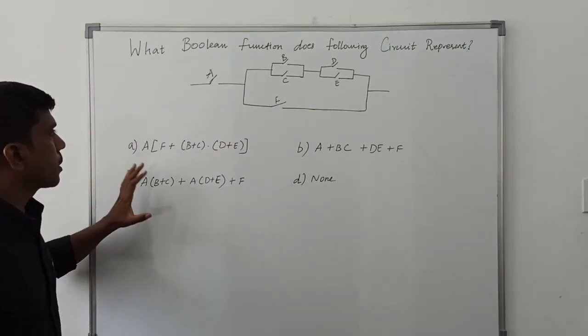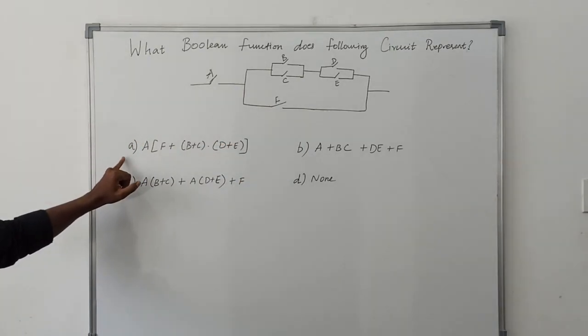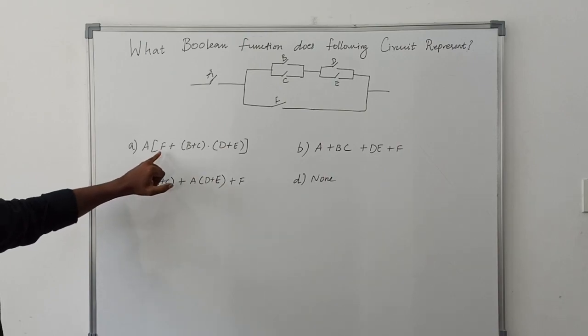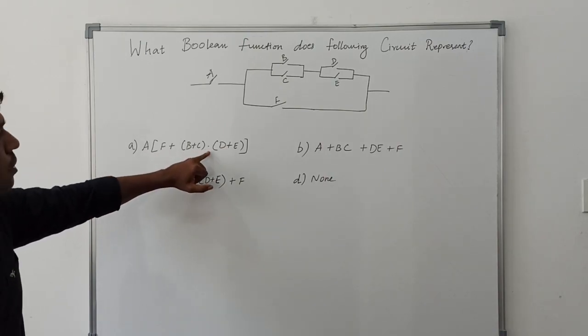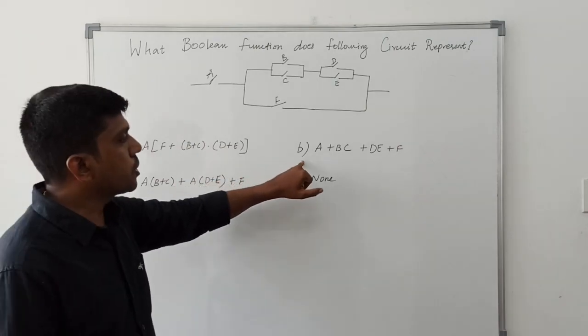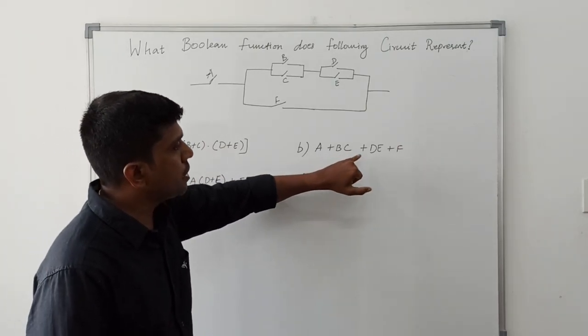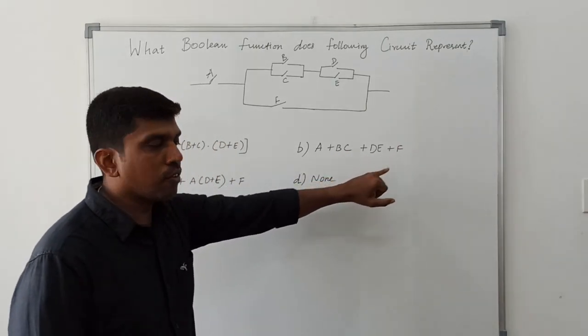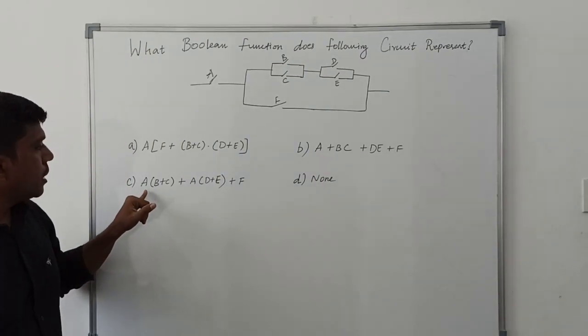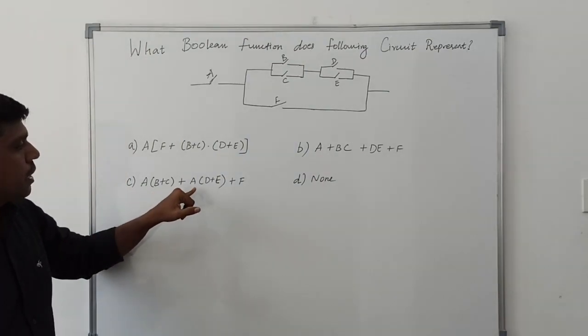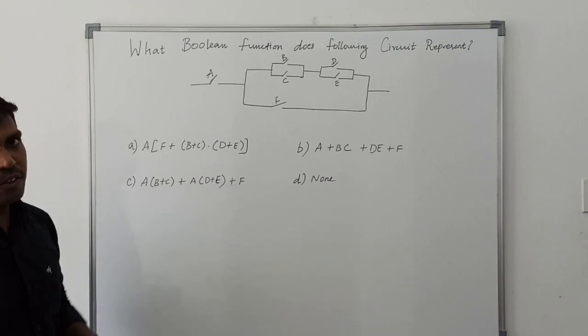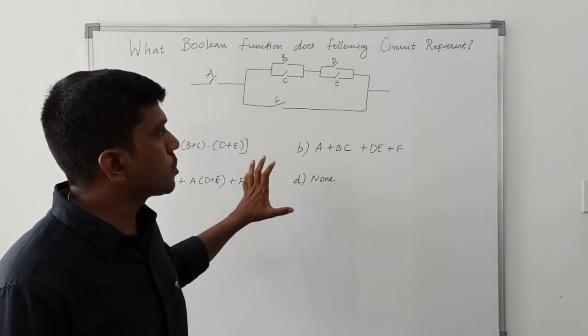Here the options are given. Option A: A dot (F plus B plus C) dot (D plus E). Option B: A plus BC plus DE plus F. Option C: A dot (B plus C) plus A dot (D plus E plus F). Now I am going to solve this problem.